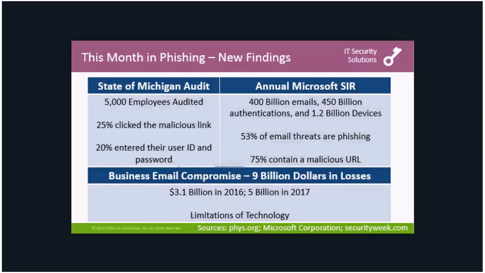The statistic's been kept for a little while by a few different organizations, but back in 2016, the FBI reported 3.1 billion in losses as a result of business email compromise. In 2017, that number grew to 5 billion, and now Trend Micro, the security solution company, has estimated over $9 billion in losses as a result of business email compromise. And the main takeaway of this is technology has its limits.